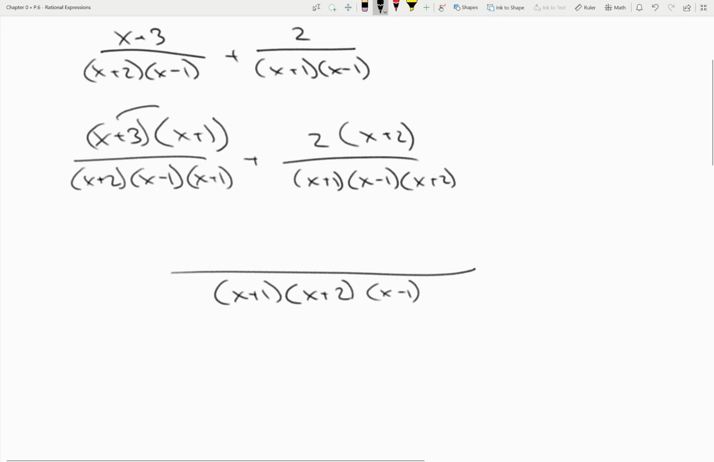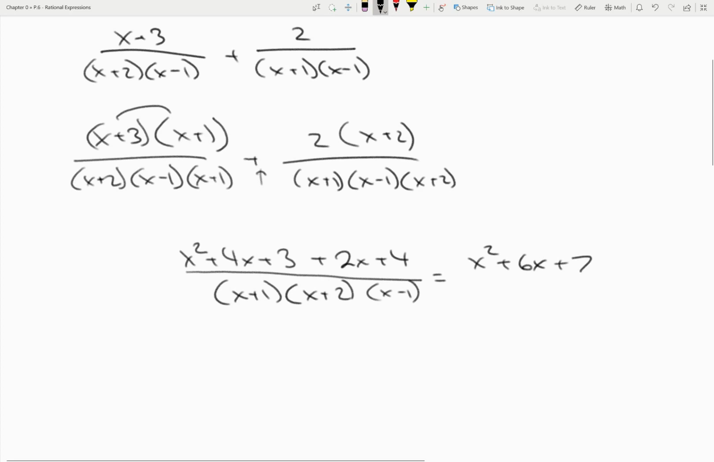Now, we're going to multiply these two together. We're going to FOIL them together to give me x squared plus 4x plus 3. We're going to distribute the 2. We put a plus because of the positive sign right there: 2x plus 4. We're now going to combine like terms and simplify. So we got x squared plus 6x plus 7 over x plus 1, x minus 1, x plus 2.